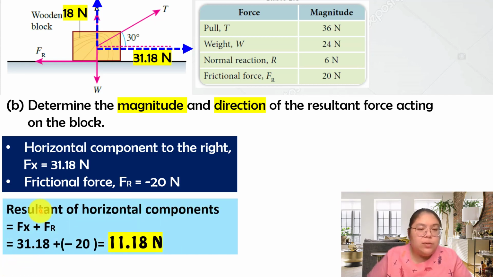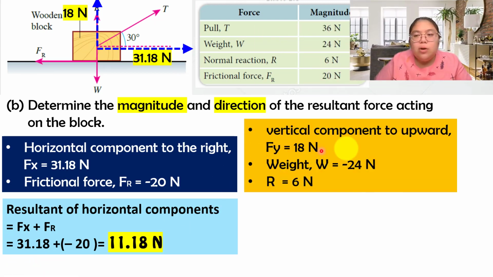The resultant of the horizontal component is Fx plus Fr. Now the Fx is 31.18, plus negative 20. Plus a negative is also a minus. So how much is left? 11.18 Newton, going to the right. Still going to the right. Now we go to find out the vertical.